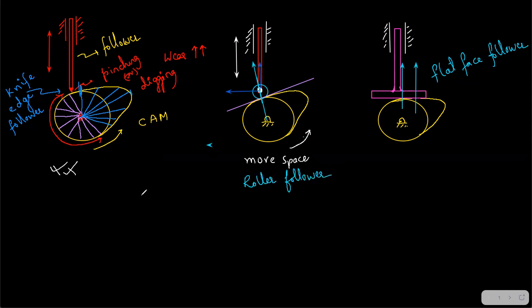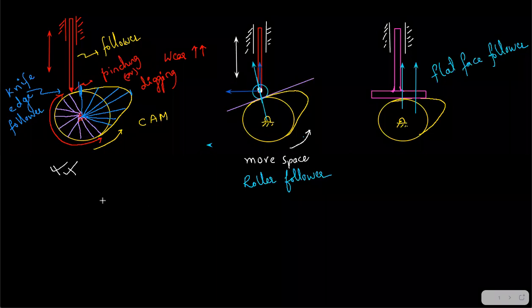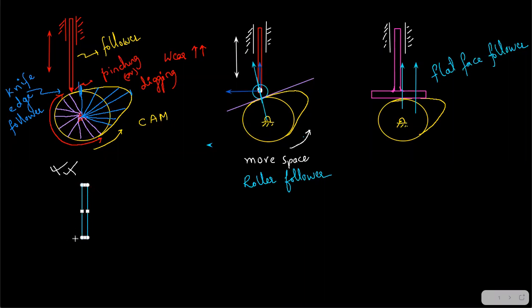Okay, and then next up is our mushroom follower, which is actually used in our engines. In engines we are going to use this follower, which is one of the best kinds of followers which we have.